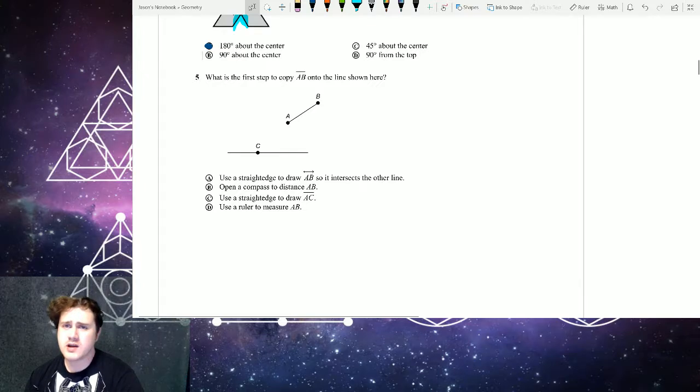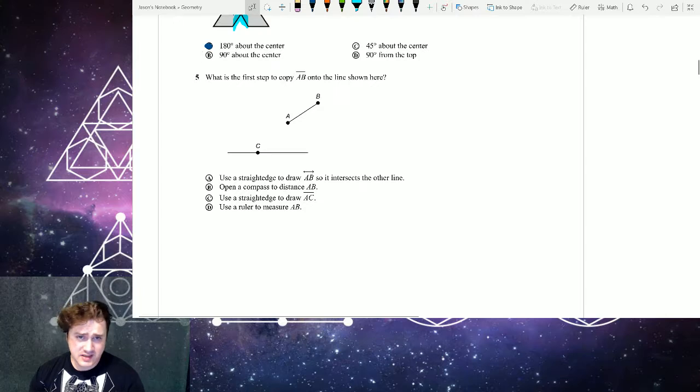When we're copying a line, we aren't really going to end up doing that. What you end up doing is you make a ray that you can just start off with a point. But we already have that line here. So the thing that we want to really do here is figure out how long exactly AB is. So the way that we figure out how long AB is, we definitely don't use a ruler to measure it.